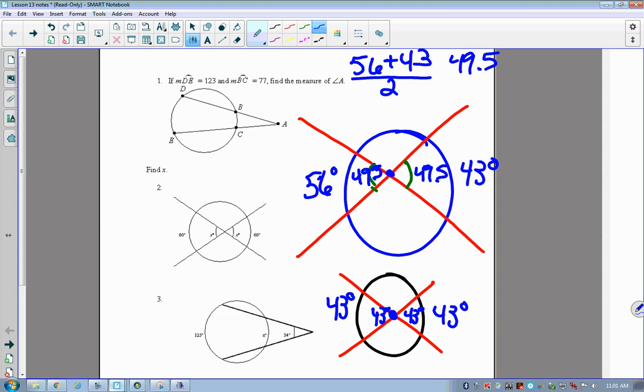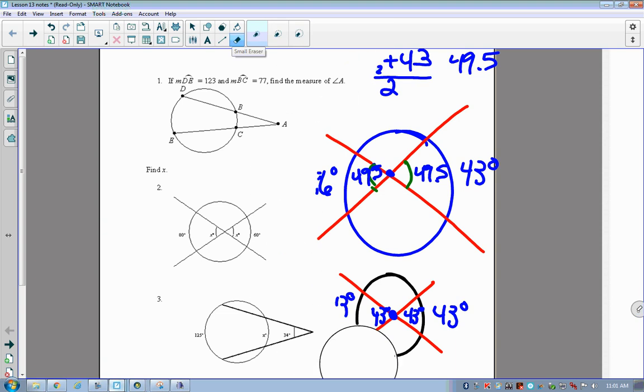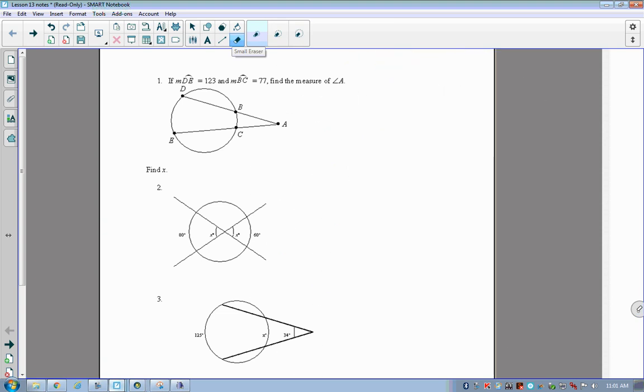All right, let's look at this example that we're given here on the board. Here I've got, looks like 80 and 60, right? I got 80 here and 60 here. What am I going to do with those two things? Add them up. What's 80 plus 60? 140. What's 140 divided by 2? X equals 70 degrees.